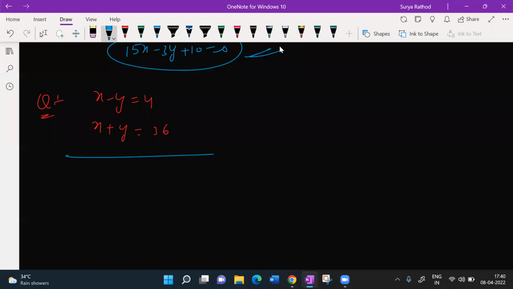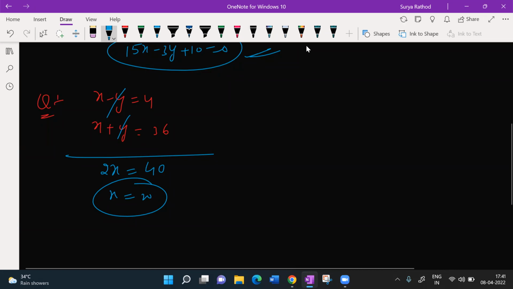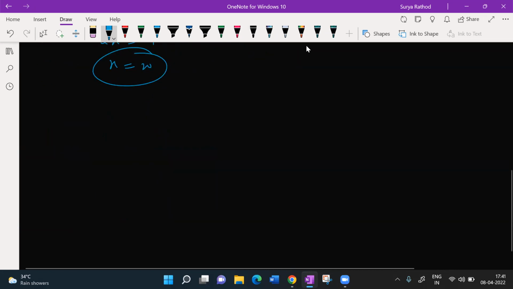Yes, sir. Now look at this. If I add these, what happens? Minus y plus y will get cancelled, 2x. Sir, no, not that, sir. I know the elimination method. If you tell me the question, so that I can understand it, I'll teach you in a better way.